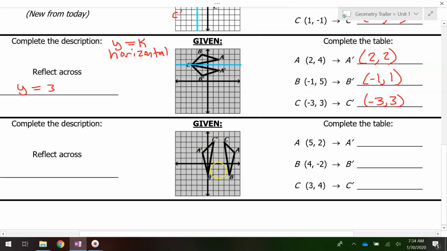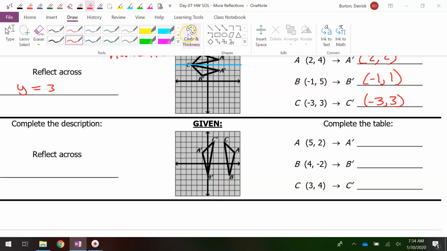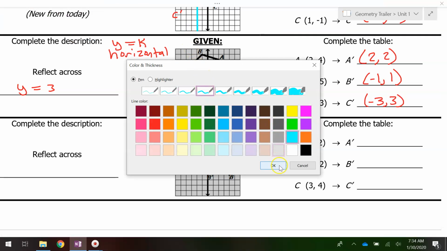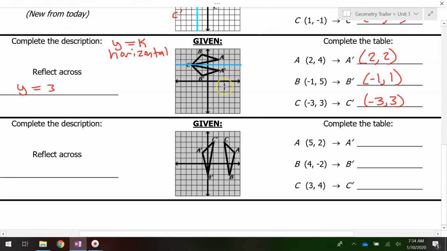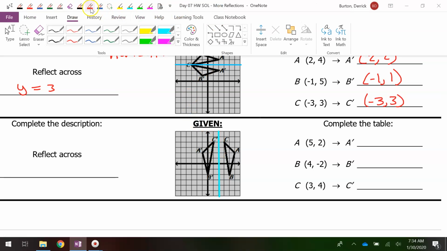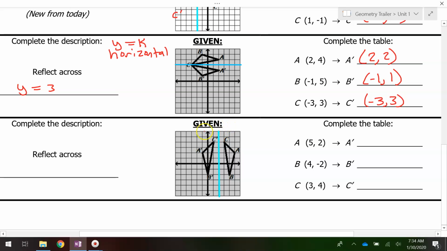All right, now looking at this picture, see if you can guess where the reflection line is. Where is the line that sort of splits this image right down the middle? All right, so it's going to be a vertical line that's right here. So this is the reflection line that causes these two triangles to be mirror images of each other over this line. Now, we discussed that a vertical line is always going to be of the form x equals the number. So this is a vertical line at 2. So this is going to be x equals 2 that we are reflecting over.